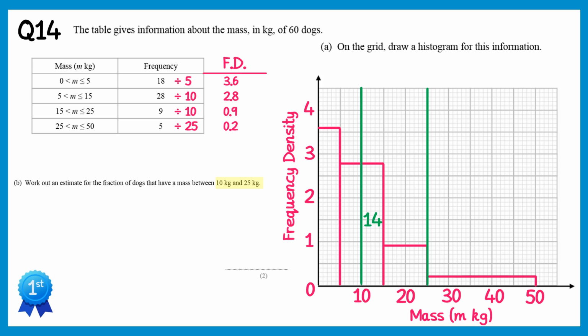The next bar that goes from 15 to 25 has a frequency of 9, we're told that in the question. So if we do 14 add 9, we get 23 dogs, but the question said what fraction of dogs. We're told there were 60 dogs in the question, so it's 23 over 60.